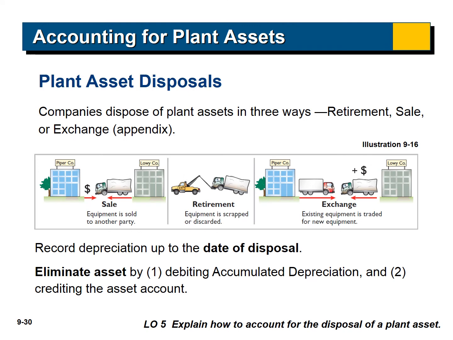Now, plant asset disposal. How do we get rid of plant assets? We can do it in 3 ways. We can retire it, sell it, or exchange it. And the way we have to do it in all 3 cases is we record the depreciation up to the date of disposal, and we eliminate the asset from the books by debiting accumulated depreciation, that gets it off the books, and crediting the asset account, that gets that off the books.